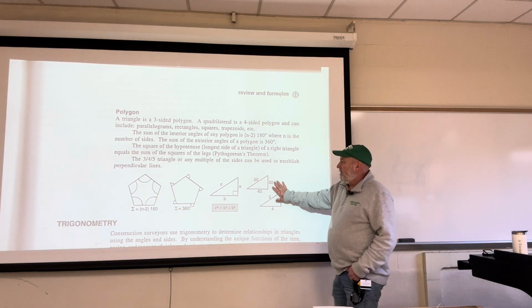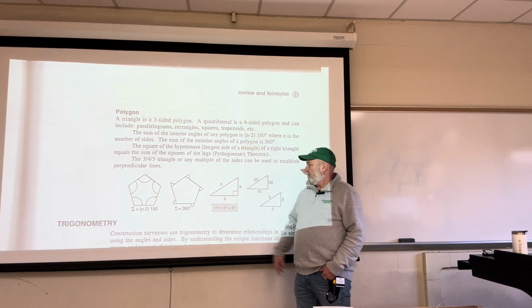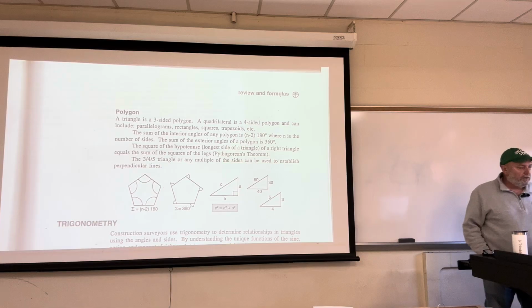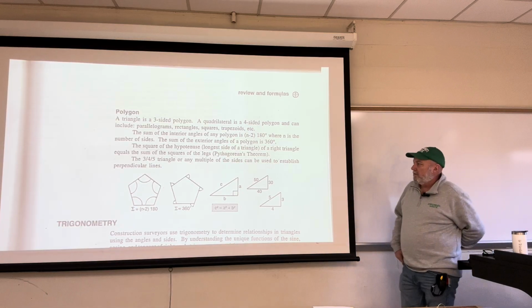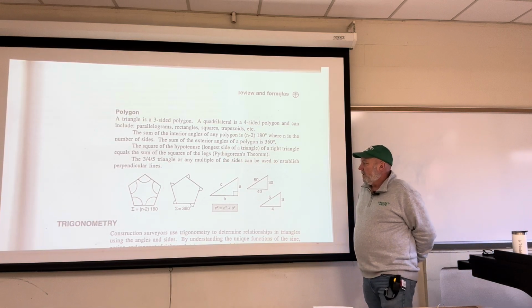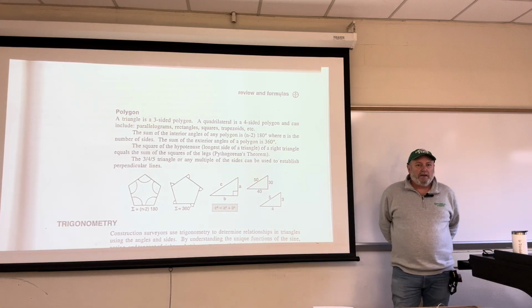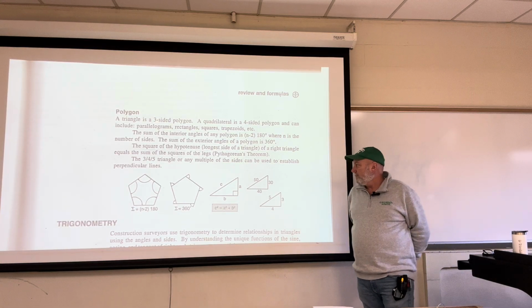Right triangle trigonometry right here. Your Pythagorean theorem is key, critical, crucial to know. Keep that locked into your memory: C squared equals A squared plus B squared, C being the hypotenuse, which is the longest side.